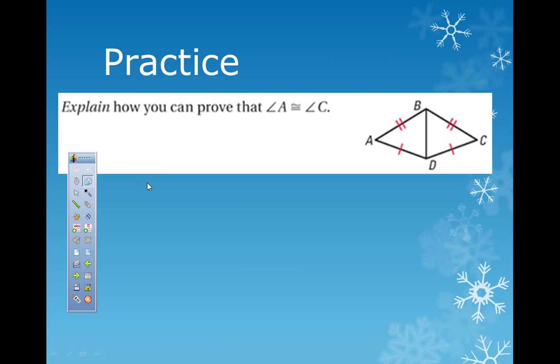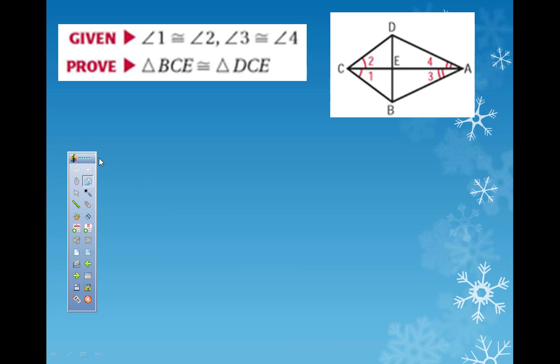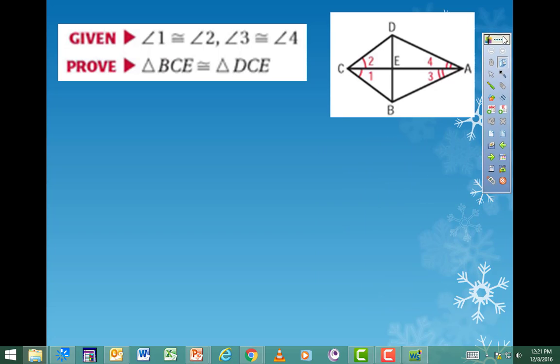Alright. Let's look at a proof now. We'll do another example, and then I'll let you get started on the book assignment. We might do a few more examples first, but I would like to prove triangle BCE.